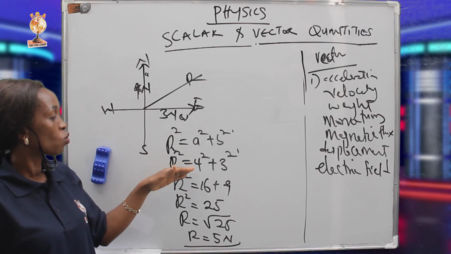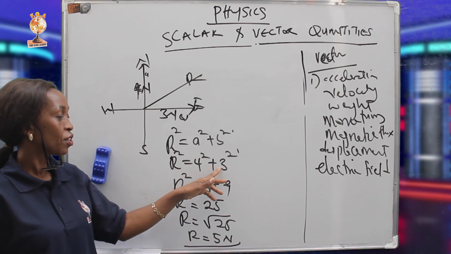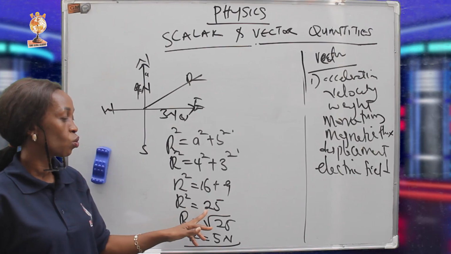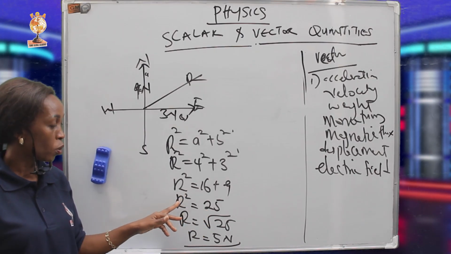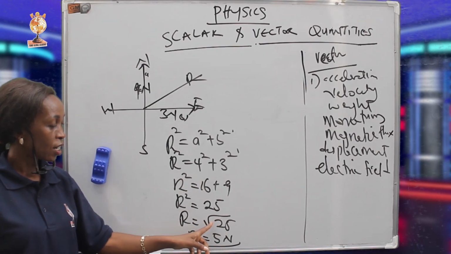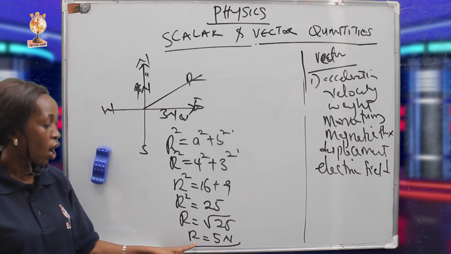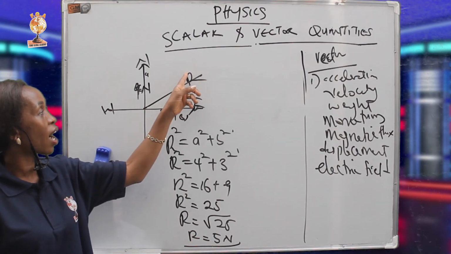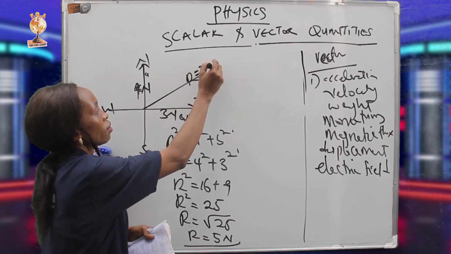So r squared is equal to 4 squared plus 3 squared. We have 4 squared, which is 16, and 3 squared, which is 9. 16 plus 9 is 25. R is what I'm looking for, not r squared, so r becomes the square root of 25, with the square going to the other side. The square root of 25 is 5, because 5 times 5 is 25. So r is now the resultant, which is 5 Newton.